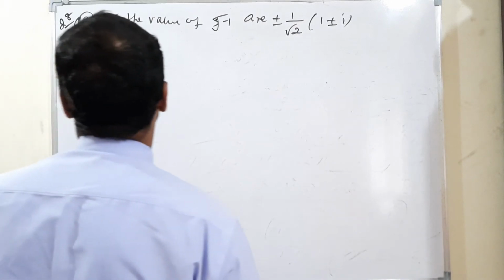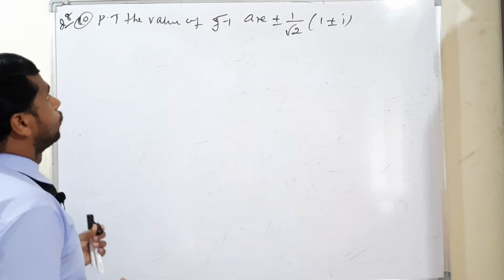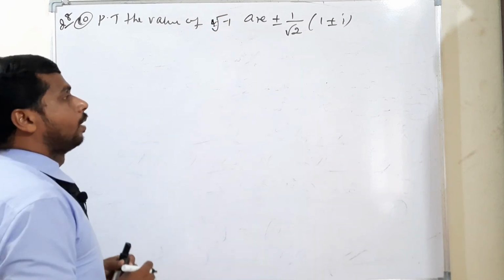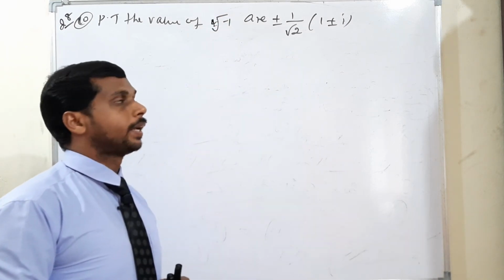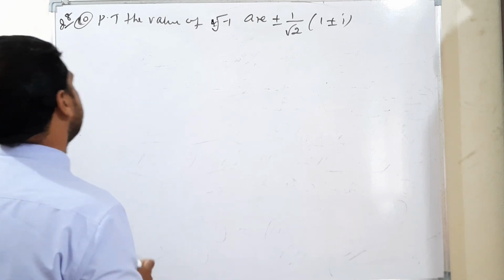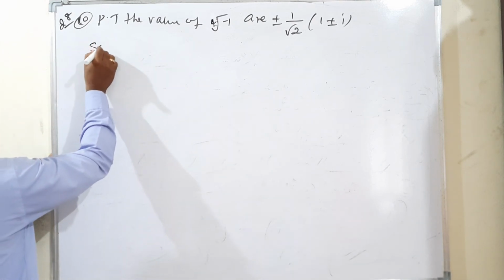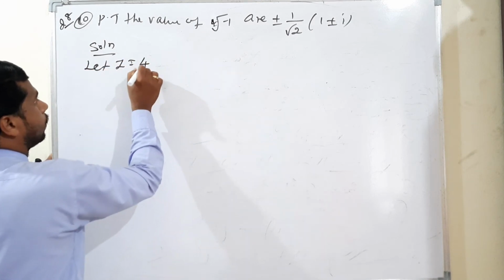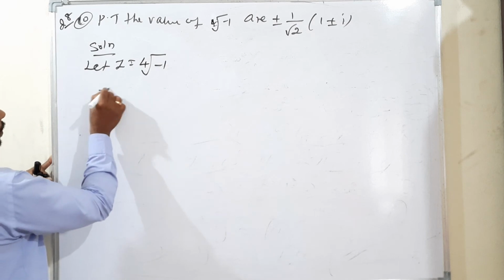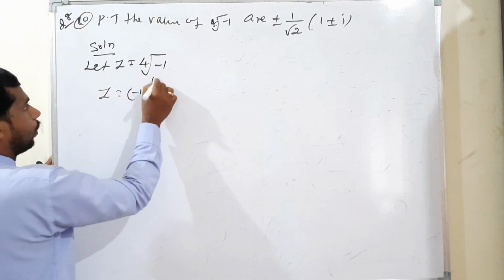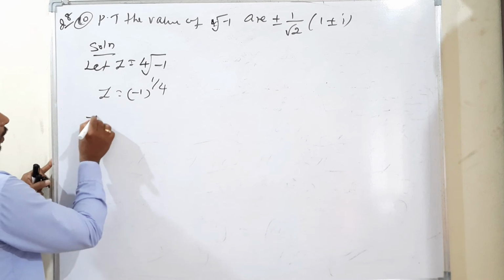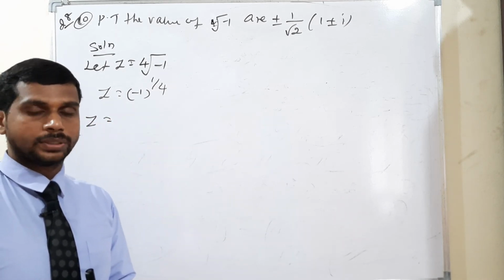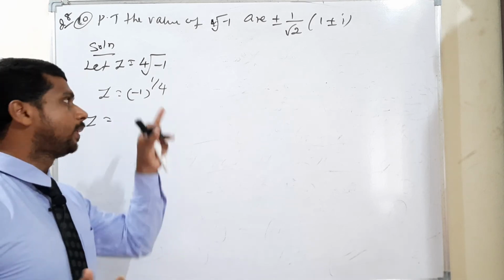Moving to the last question from this exercise 2.8. Prove that the fourth root of minus 1 is plus or minus 1 by root 2 in bracket 1 plus or minus i. So the given condition, solution: let z be the fourth root of minus 1. So z is equal to minus 1 the whole power of 1 by 4. Already you know minus 1 is cos pi plus i sin pi, because cos pi is minus 1 and sin pi is 0. Minus 1 plus 0 means minus 1.